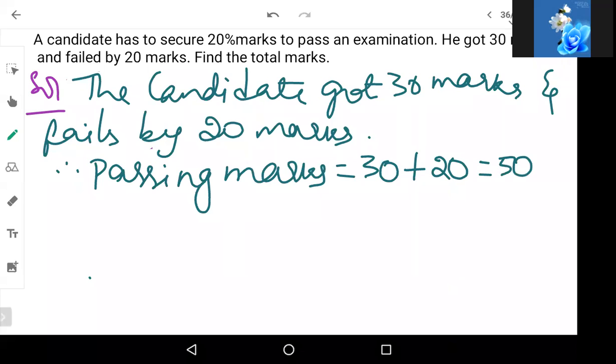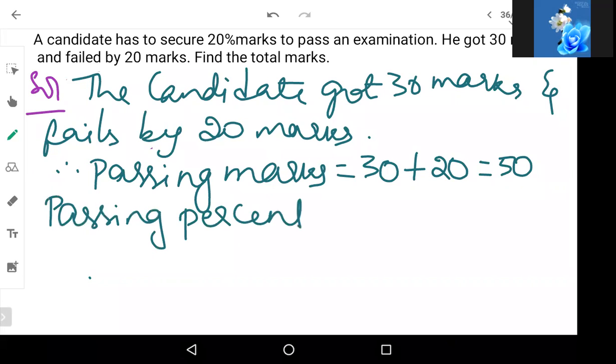Correct, Ainas? Sorry, Rida. Got confused with the names. So passing marks is 50. Everybody understood, right? So he got 30 marks and he failed by 20 marks. Now they are saying passing percentage.